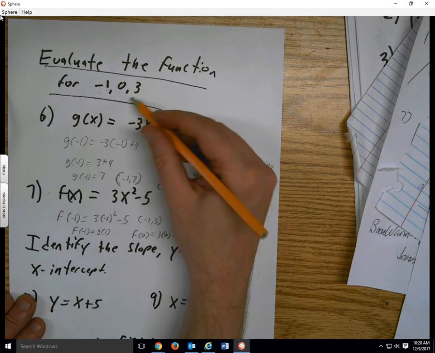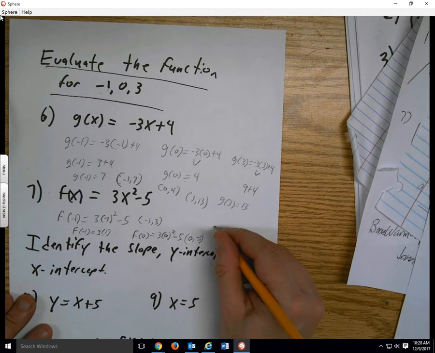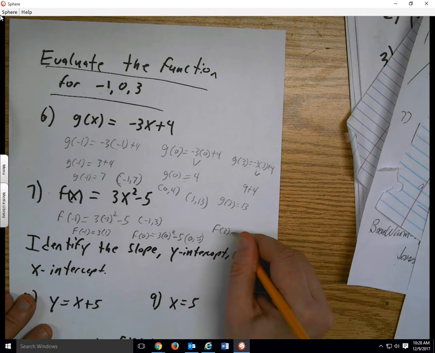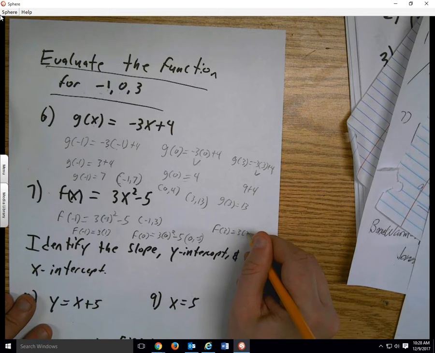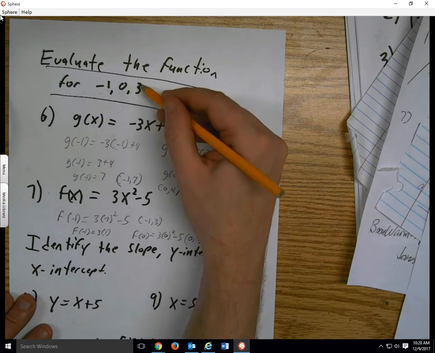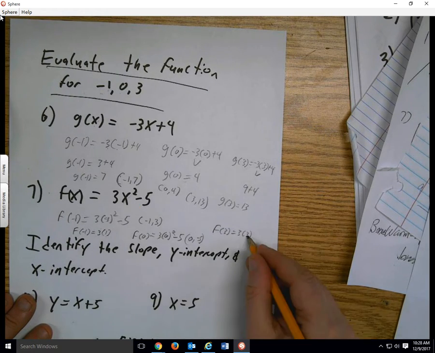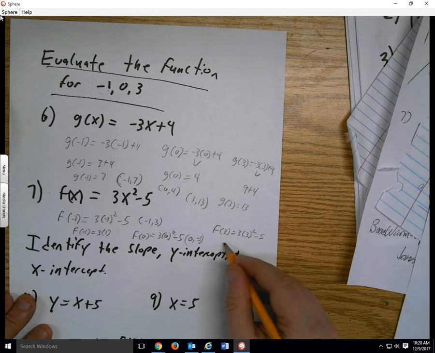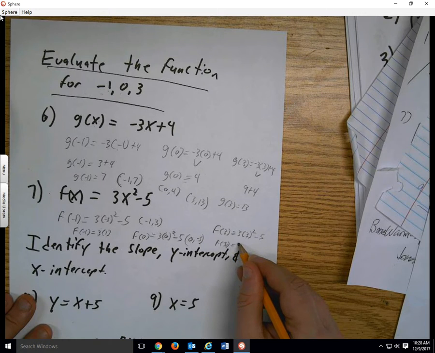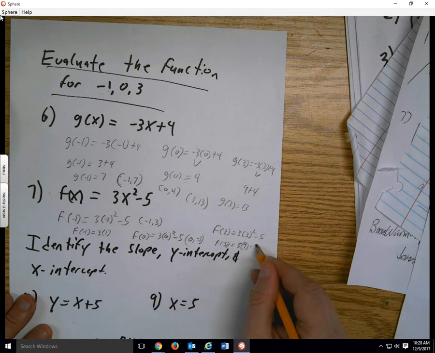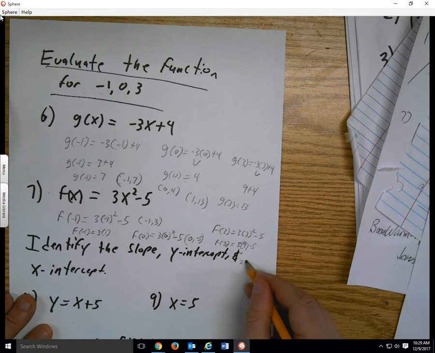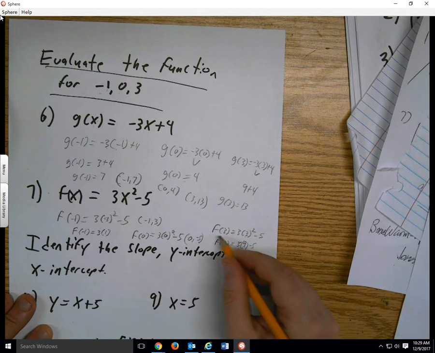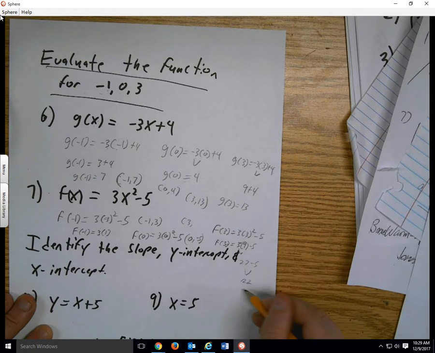And then you would try the last number, which is a 3. Let's just do it real quick. f of 3 equals 3 times 3. We're putting a 3 in place of the x, so it's 3 squared minus 5. 3 squared is 9. f of 3 equals 3 times 9 minus 5. 3 times 9 is 27. 27 minus 5 is 22. If I input a 3, my output would be 22.